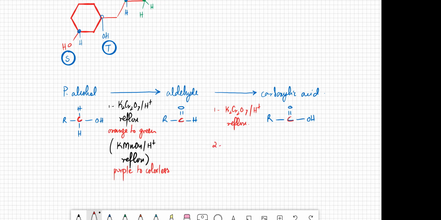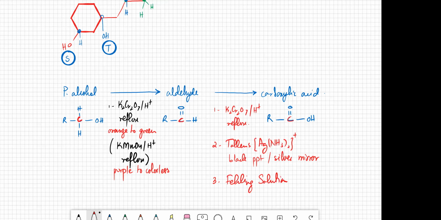But there are two more reagents that could be used as well. One of them is Tollens', which is Ag(NH3)2 with a charge of plus one. The observation in that case is a black precipitate and a silver mirror when the reaction happens. And number three is Fehling's solution. That's another one that contains copper 2+ ions. It's a blue colored solution. But when it reacts, you need to heat it. When it reacts, what happens is that a brick red precipitate is produced.